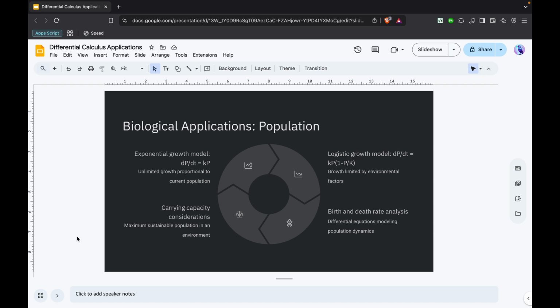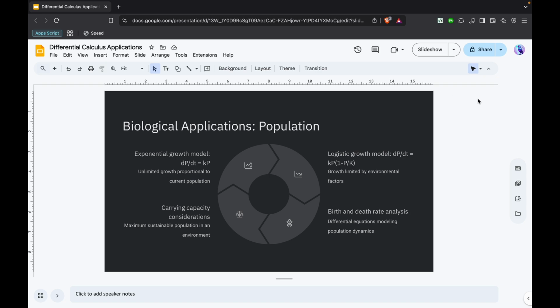The other one is the logistic growth model, which is a type of differential equation, which is not necessarily exponential, where the growth is limited by different environmental factors. Now, the third topic is birth and death rate analysis, which again uses differential equations, and models population birth and death. Now, carrying capacity considerations is the maximum sustainable population in an environment and kind of uses a combination of logistic and exponential growth to figure this out. So yes, it also uses differential equations.